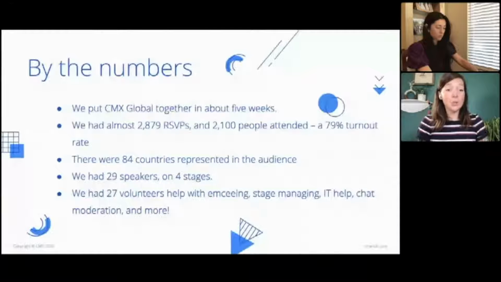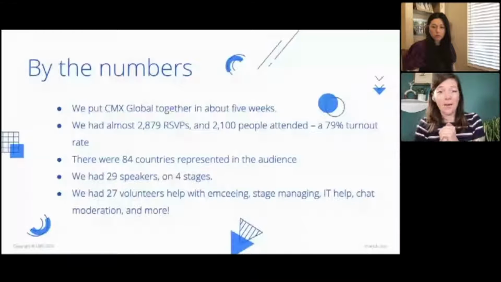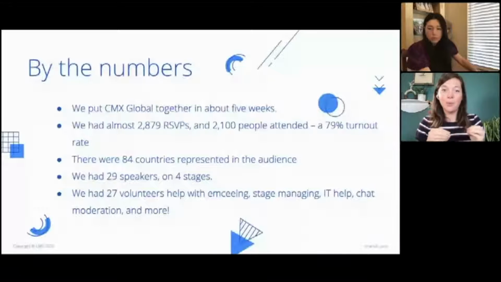We had 29 speakers on 4 stages, and we had an incredible team of 27 volunteers who were helping with emceeing, stage managing, IT help, chat moderation, you name it. We had people running it in the background, and it was really them who made this event possible, as it always is with volunteers.